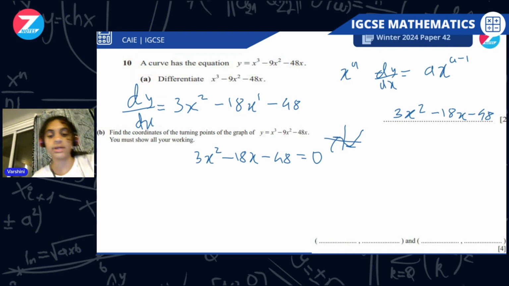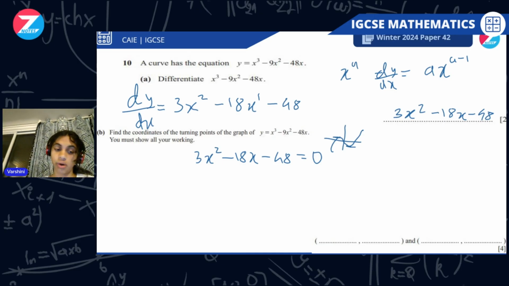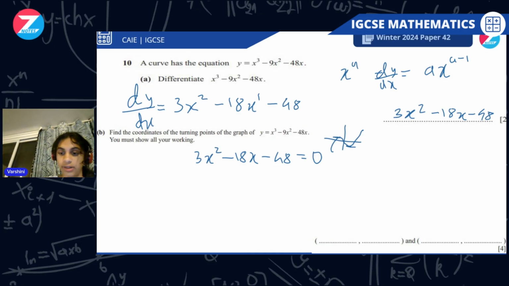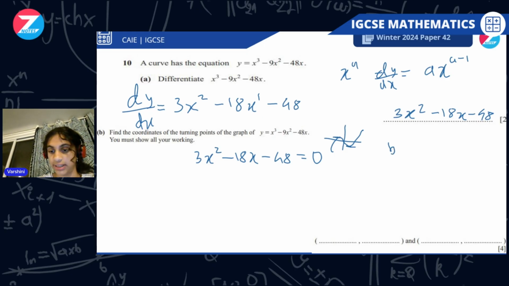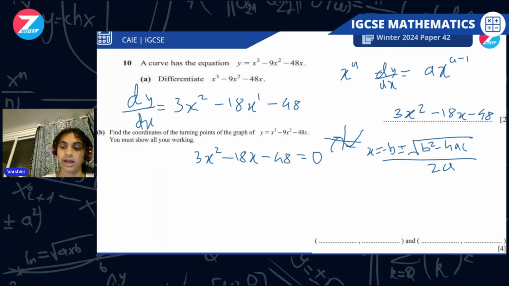And from here onwards, it's pretty easy. All we have to do is apply the quadratic formula. But don't forget, they want us to show all our working, so we have to write everything down before we put it in our calculator. So x equals minus b plus minus root b squared minus 4ac, all over 2a. We know this is a, this is b, and this is c.